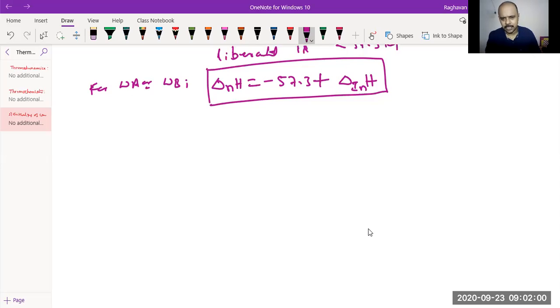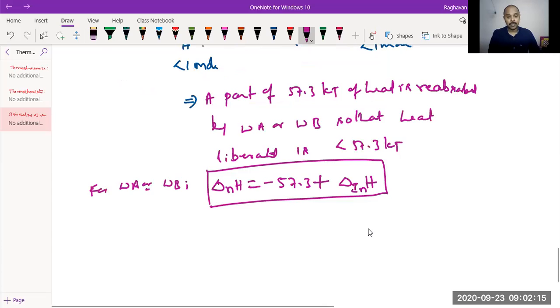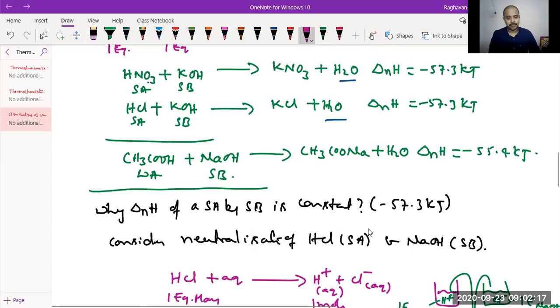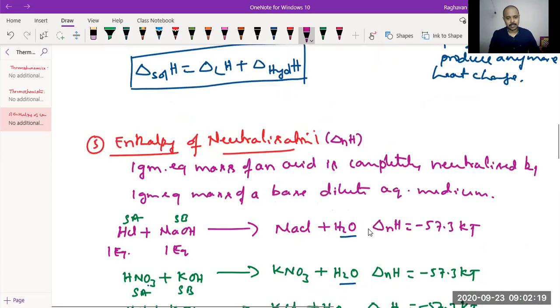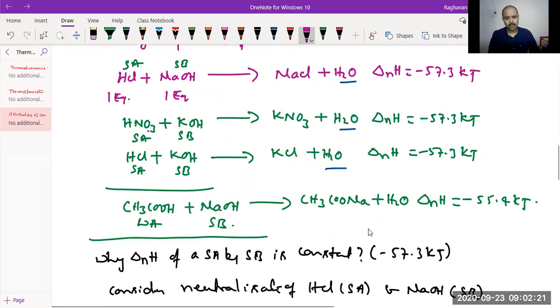In the case of acetic acid, around 1.9 kilojoules of heat is absorbed for ionization. So what would that be? 57.3 minus 1.9 would be 55.4. Okay. So this is about enthalpy of neutralization of a strong acid, strong base, weak acid, weak base, and all these things. If you have any doubt, you can ask me.